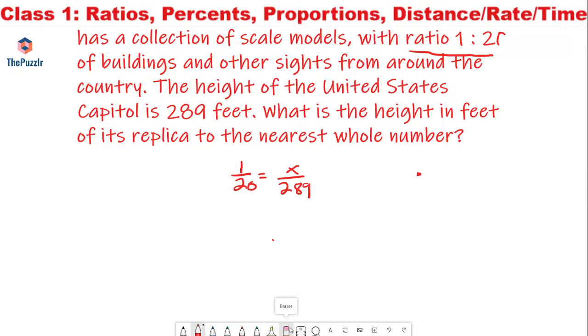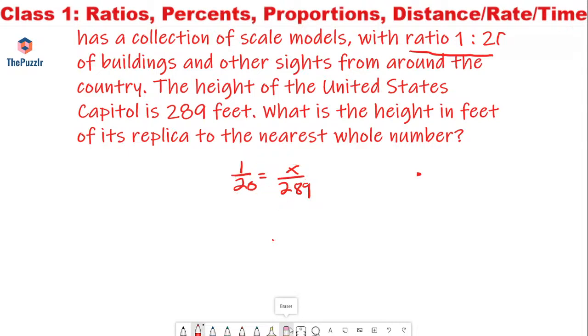Well, remember that this 1 to 20 ratio is always going to be true for any model in this diagram. Now the Capitol is 289. So the height of the replica is the number that we're trying to find. We don't know what that number is, so we're just going to call it x. Now here we apply something called cross multiplying. We multiply by the denominators of both sides. In essence, cross multiplying is multiplying 20 times x and then multiplying 1 times 289. That's what cross multiplying is, and that would give us the answer.